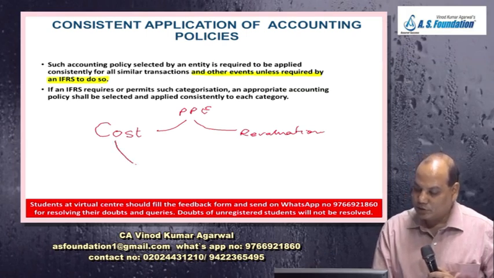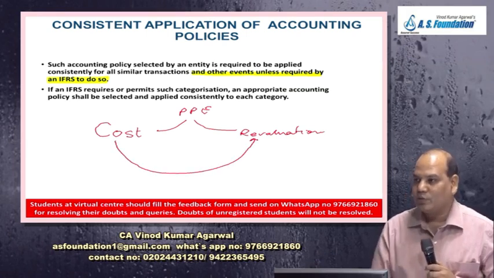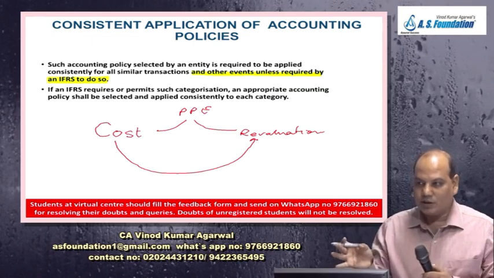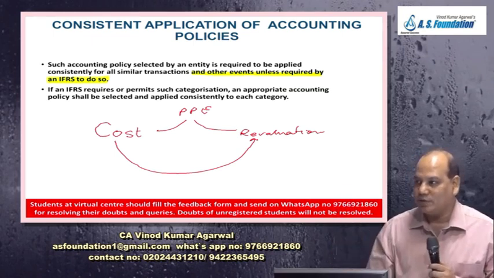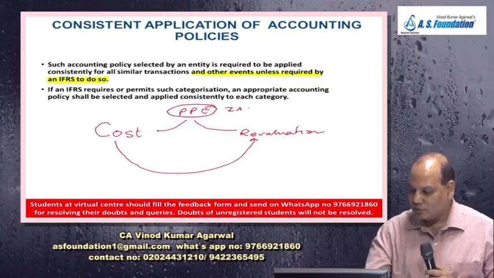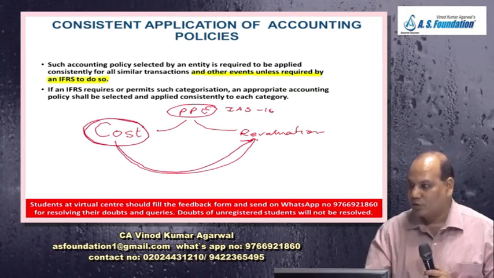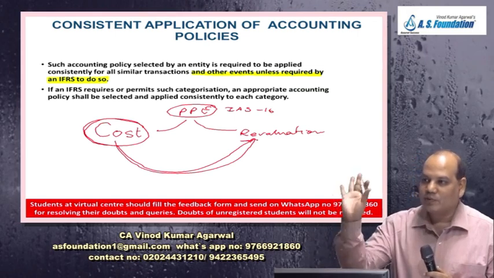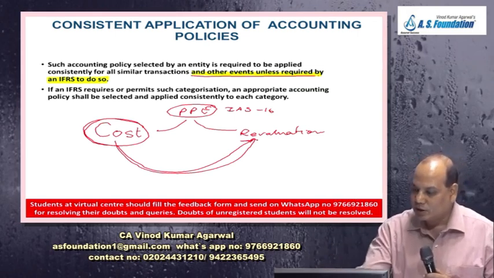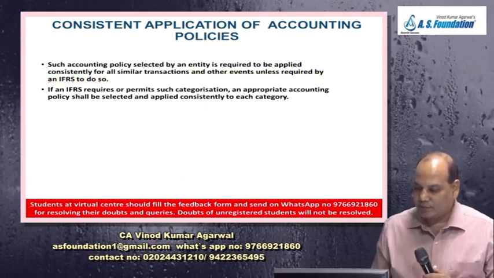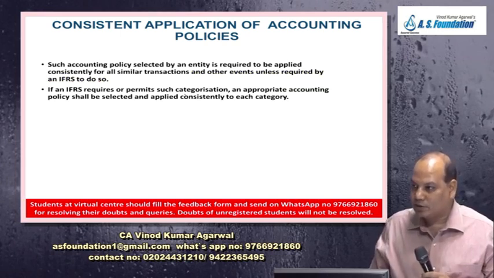Suppose the entity changes the accounting policy from cost to revaluation model voluntarily. Now, if you strictly apply the IAS 8, it means you have to give retrospective effect. But this is an exception. In the standard IAS 16, if you change the accounting policy from cost to revaluation model, you don't have to do retrospective application. You have to give prospective application only. So where a standard requires otherwise, sometimes the standard may say you may follow a different practice, then follow that.